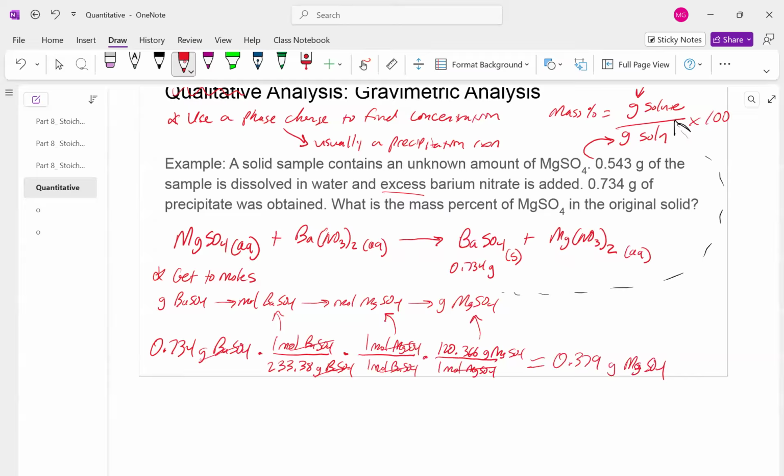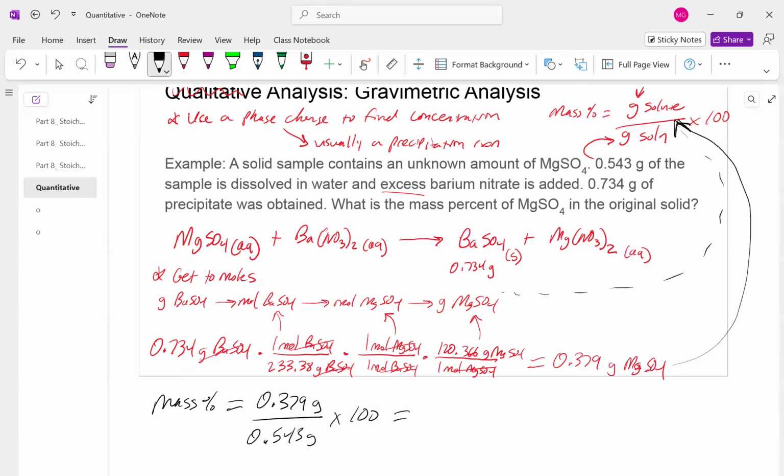Now I'm not done because the question is asking about mass percent. I'm just going to take this number and plug it into my top term up here. So mass percent is the grams of solute, which I just found, divided by the whole solution or the whole sample, which the problem says was 0.543. And then I'm going to multiply it by 100 to put it into a percent value. And that comes out to 69.7%.